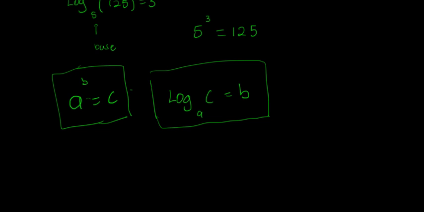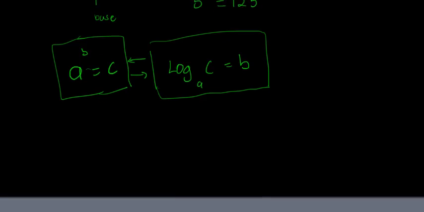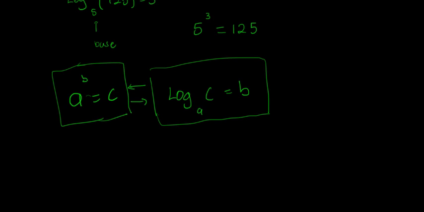I'm going to draw 2 half arrows. You can always express them in both ways, where remember, a is our base in both cases, c is the result in both cases, and b is the logarithm or the power. Let's try and work out what I want to think of as special kinds of logarithms.